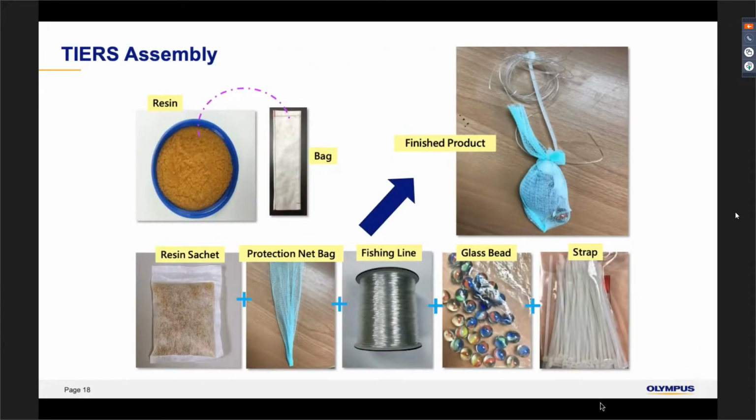How do we assemble the TIRS when the resin cassette is ready? We use a plastic net on the outer layer to protect the resin cassette. We also put glass beads inside the cassette to increase its weight to ensure that it can be submerged in water. We will also use fishing line as a tether.